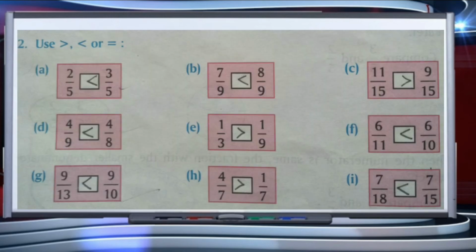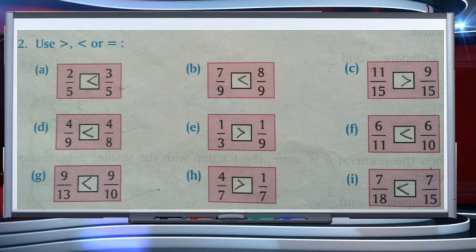Second question is use greater than, less than or equals to sign. We have to use these three signs. A part is 2 by 5, 3 by 5. Now again the denominator is same. So the fraction with bigger numerator is greater. That means 3 by 5 is greater than 2 by 5.